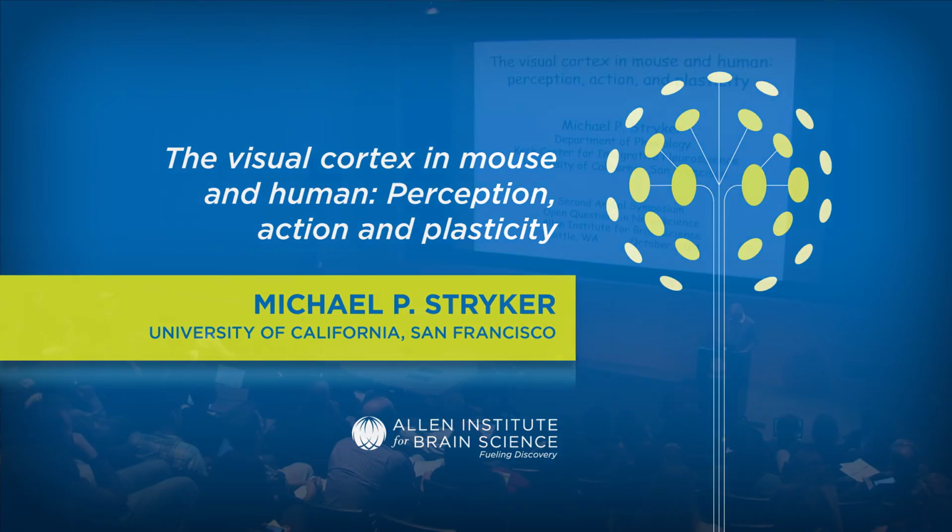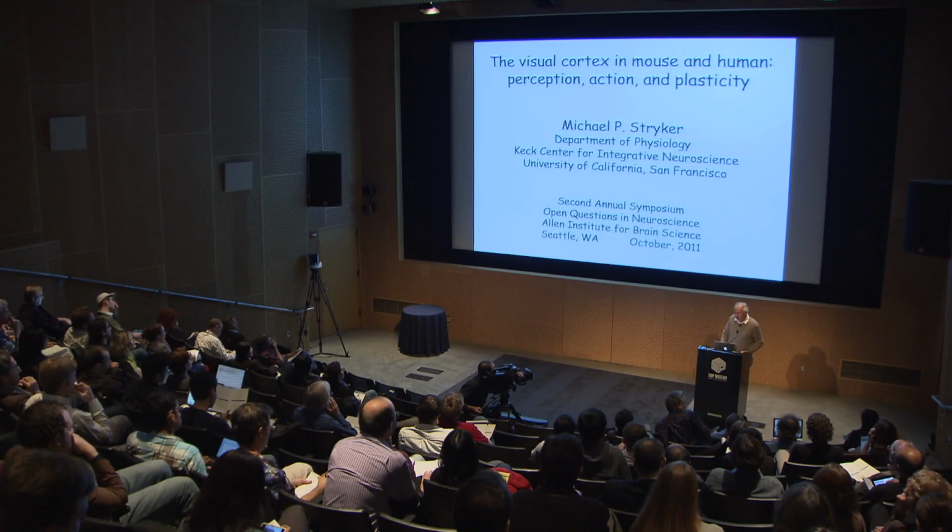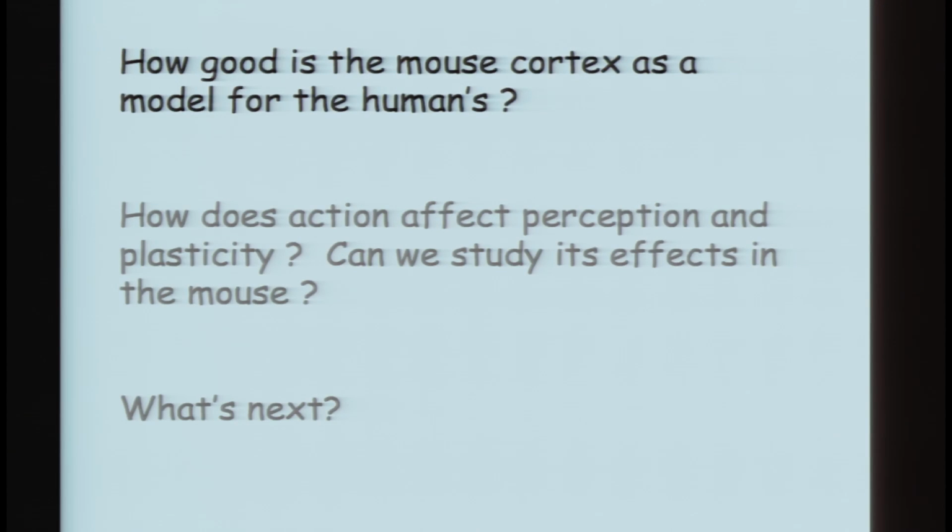I'm changing my title somewhat to address the open questions in neuroscience, and it seemed to me worthwhile, even though this will be review for many of you, to ask directly the question of how good is the mouse cortex as a model for the human, because one of the projects at the Institute is to understand the human brain, and one of the means toward that is to study the mouse. And then I also want to talk about how does action affect perception and plasticity. We know it does in humans, and can we study its effects in the mouse?